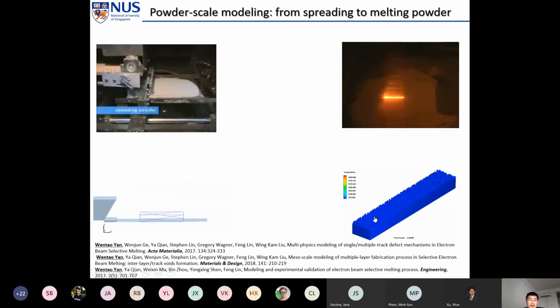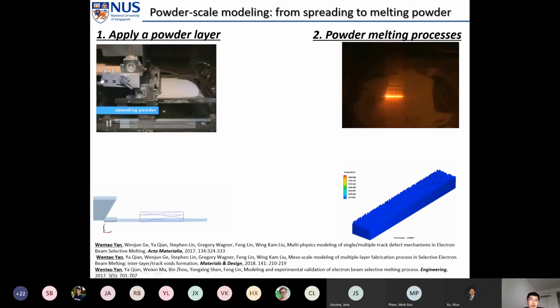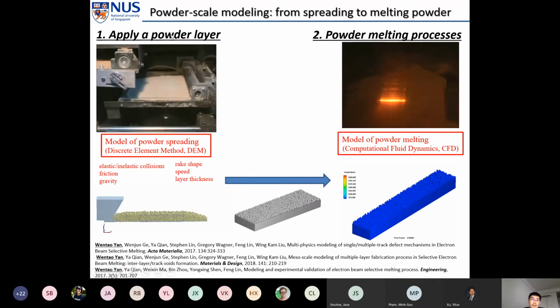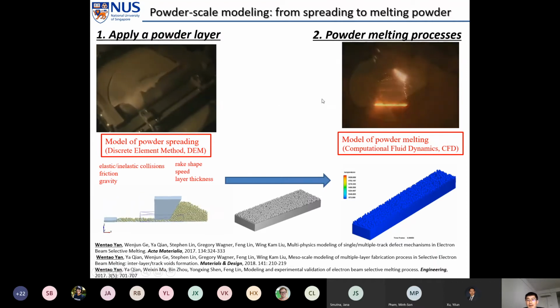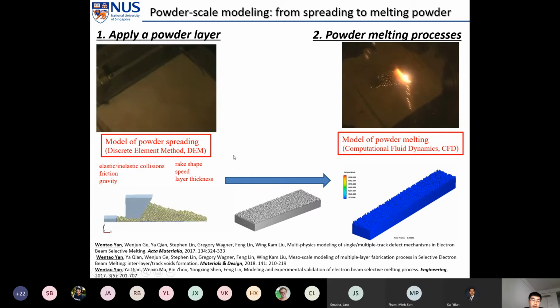So you may ask, how do we generate these very complex powder geometries? We are not building them in SolidWorks or other CAD software one by one. We just fully simulate what's going on in the experiments. There are two major procedures in the experiments: apply a powder layer, and then selective laser melting or electron beam melting.